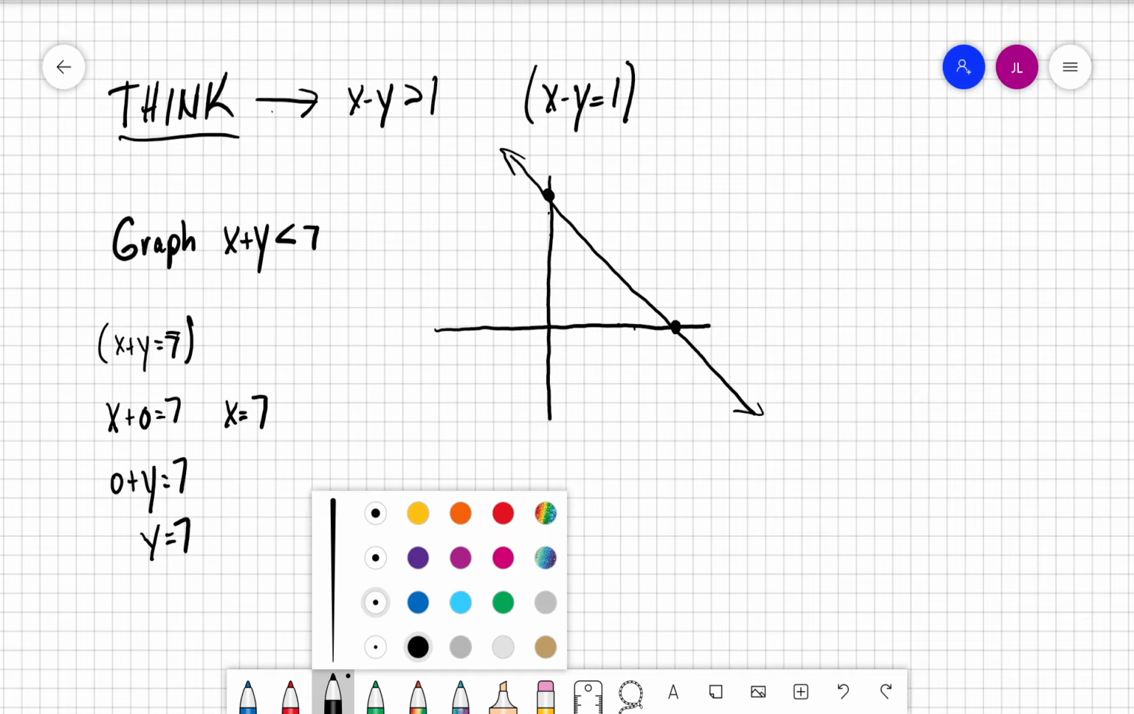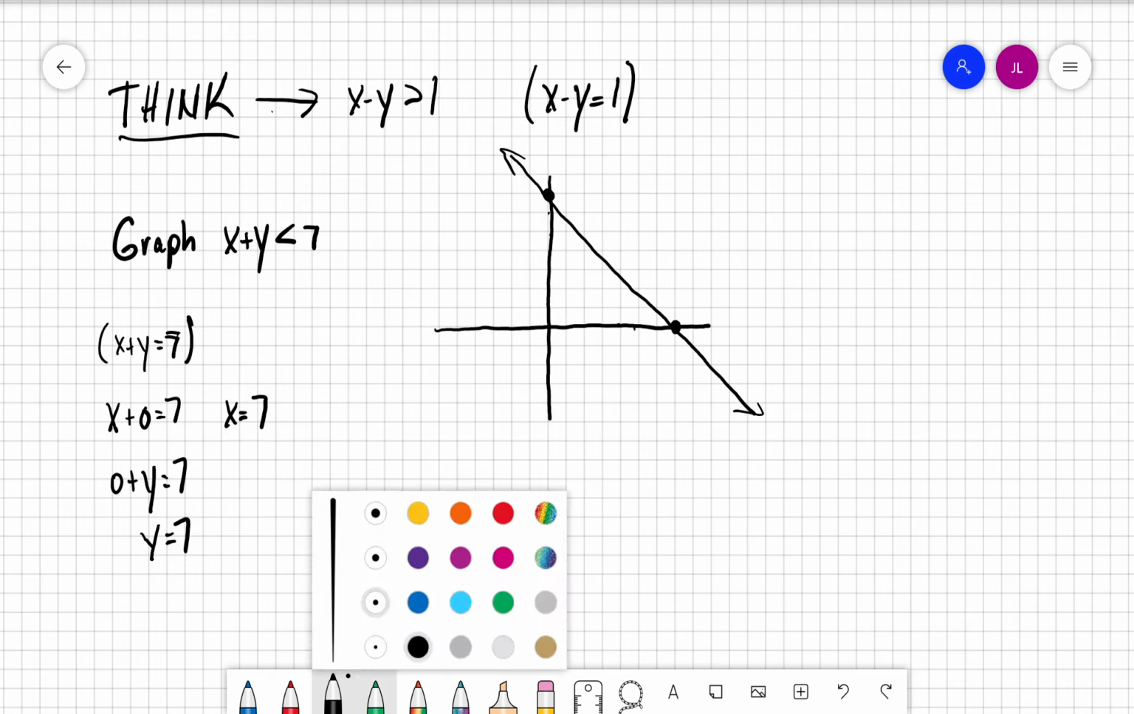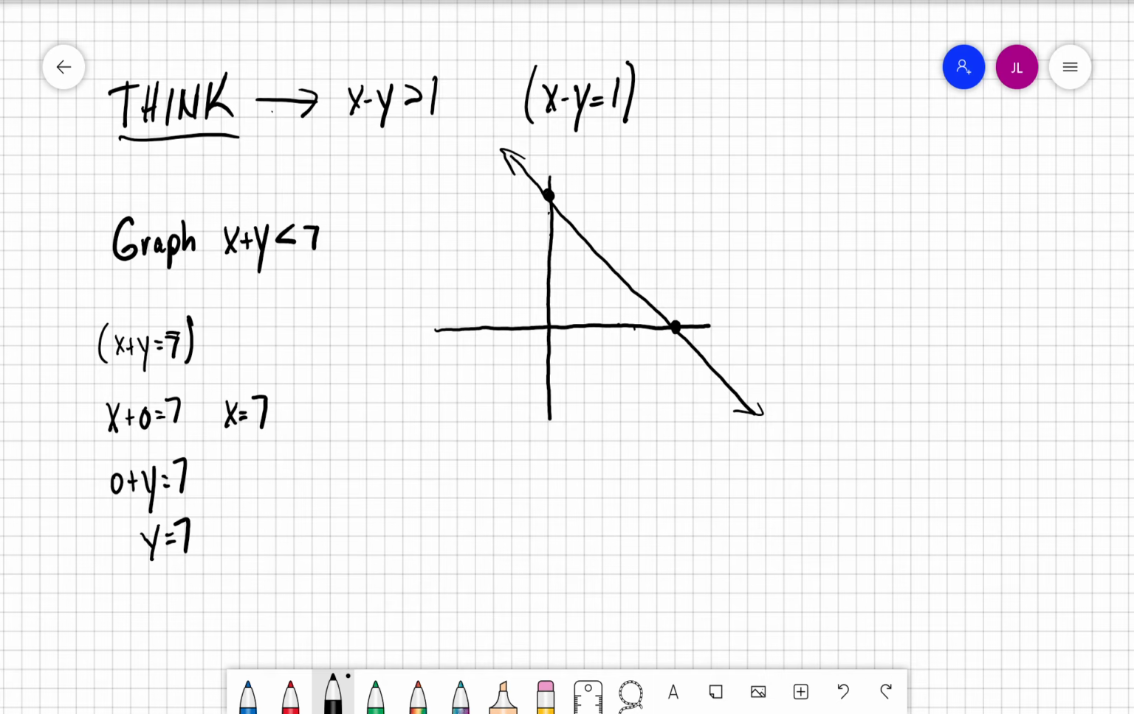Let me get back to the side here. Do we have a thing? We don't have a thing for a dotted line. Okay, so one thing we have to have is, if we have less than or greater than, then we're going to have a dotted line because it's not inclusive. Anything on the line does not make that statement true.